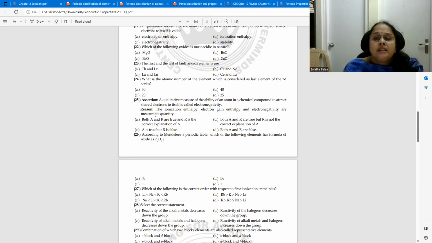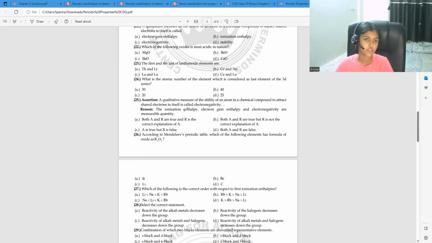Assertion reason. Again, see the same thing. Qualitative measurement, the same concept, the same statement is coming up here. Qualitative measure of ability of an atom to attract shared electrons is called electronegativity. Ionization enthalpy, electron gain enthalpy, and electronegativity are measurable properties. It's a measurable quantity.